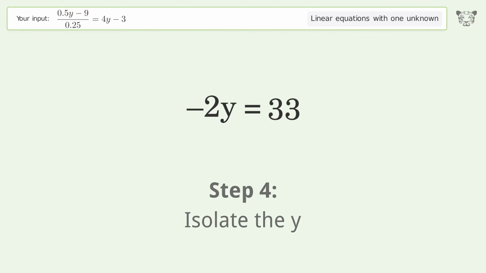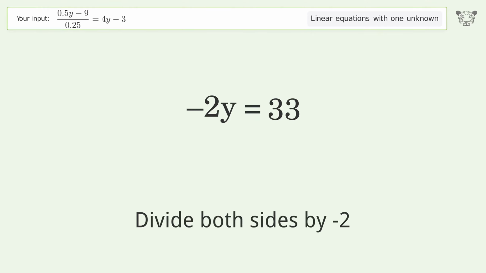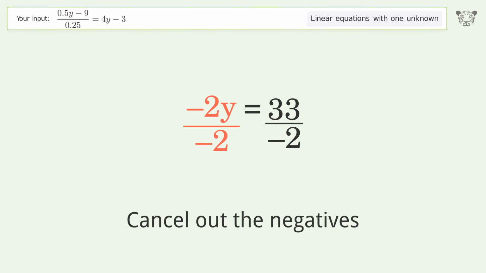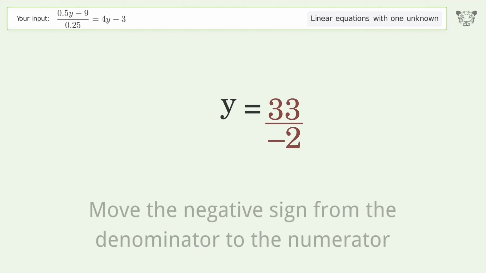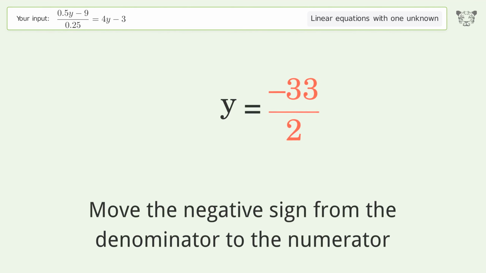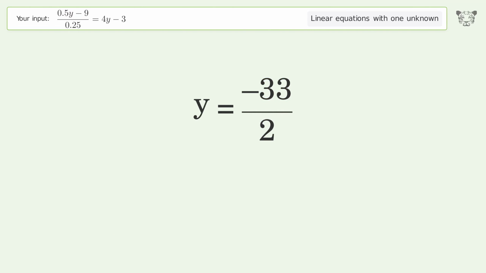Isolate the y. Divide both sides by -2. Cancel out the negatives. Simplify the fraction. Move the negative sign from the denominator to the numerator. And so the final result is y equals -33/2.